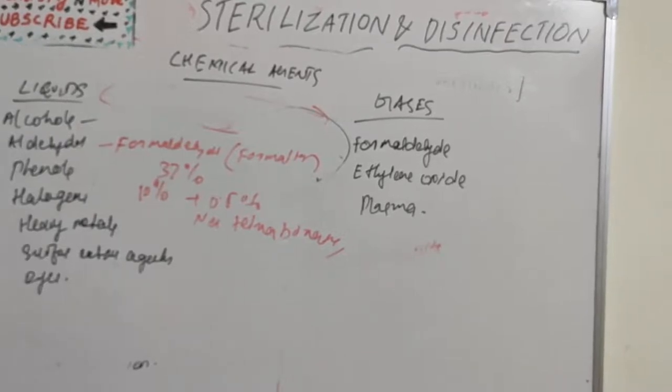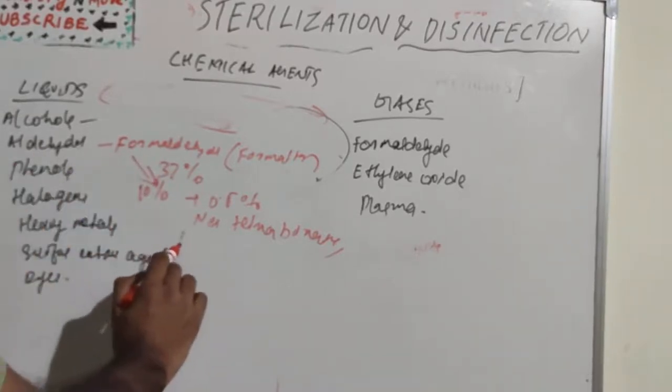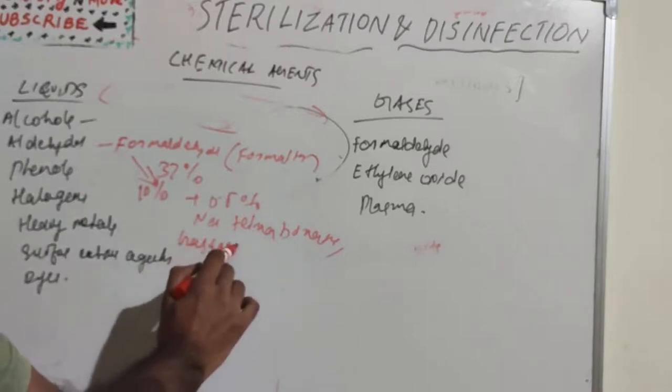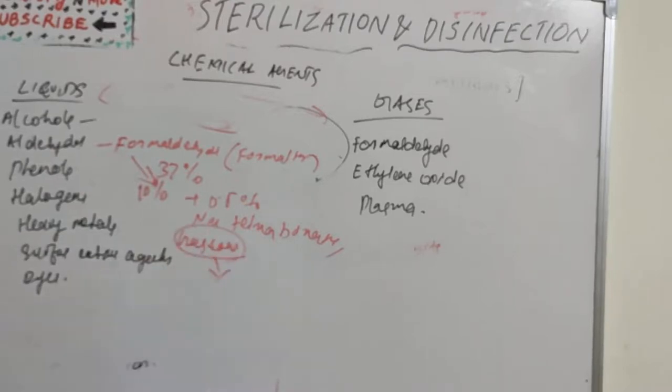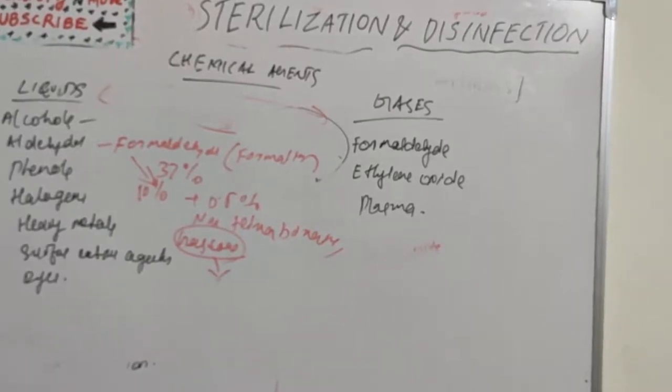This is liquid form, whereas in gaseous form, it is used for fumigation of wards, corridors, ICUs, which has a very pungent odor and irritating effect on skin and mucous membrane. So liquid is used here, whereas the gaseous mode is used in fumigating operation theaters, ICUs, corridors, and other wards. Okay, so that is formaldehyde or formalin in gaseous form.